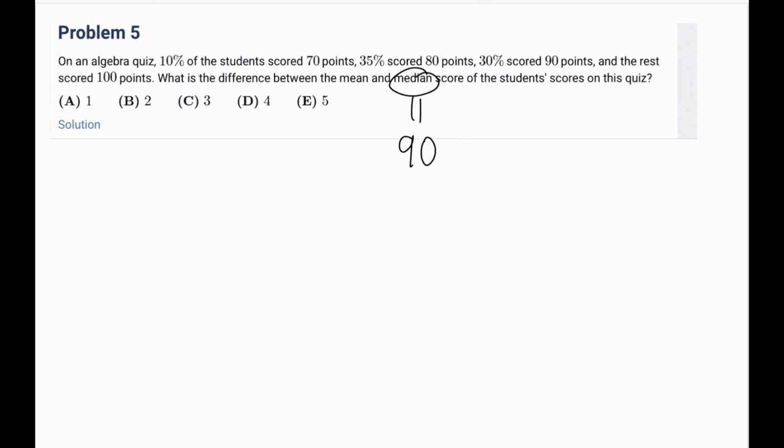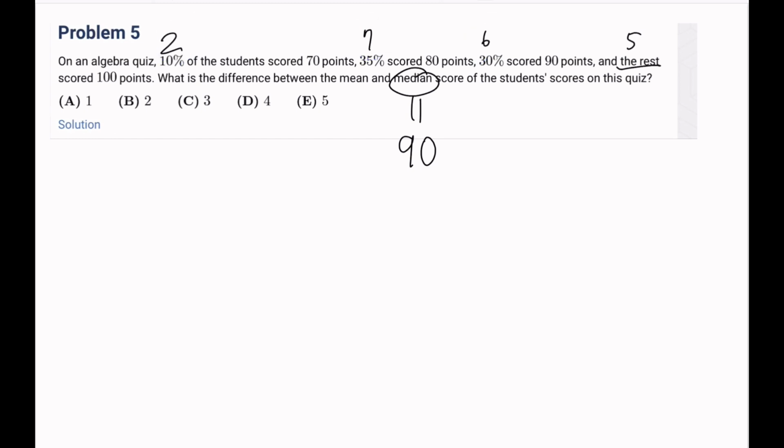Yeah. And now let's calculate the mean. So for convenience, let's say there were 20 students in total, because that's 100 divided by 5. So if there were 20 students in total, 10% of 20 is 2, and 35% of 20 is 7, 30% of 20 is 6, and the rest, this is 100 minus 10 minus 35 minus 30, which is 25%. So 25% of 20, that is 5, and if you check, you can see that 2 plus 7 plus 6 plus 5 does equal 20.